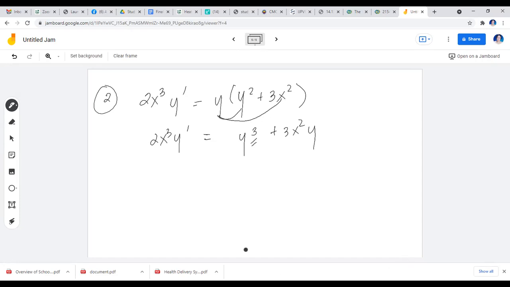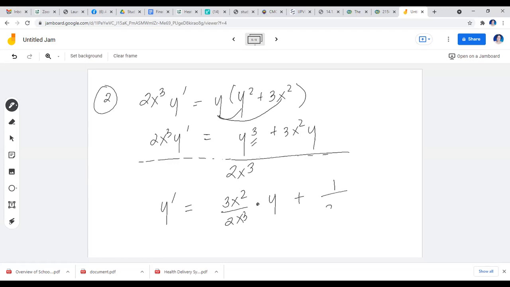How do we do that? So we divide by 2x cubed. So the entire DE will be divided by 2x cubed. That leaves you with a y prime here on the left. And notice that on the right side, if I distribute this one, I will have something like this: 3x squared over 2x cubed. I'll isolate the y as if I'm multiplying these two, and I will have this plus 1 over 2x cubed y cubed.